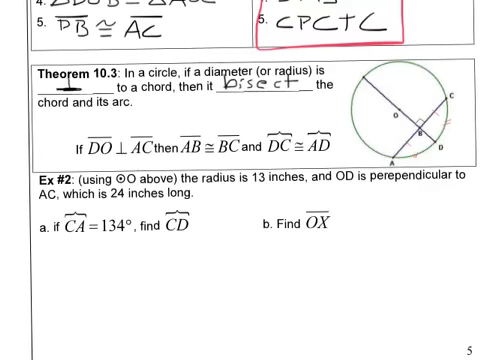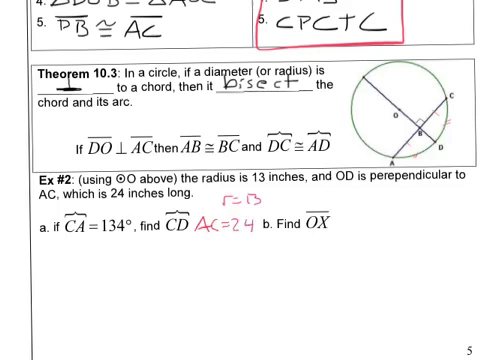So that gives us quite a bit of information. Now, what if, in this example here, they give us some stuff. So what if the radius is 13 inches? So let's just write that. R equals 13. And OD is perpendicular to AC, which we marked. OD, perpendicular to AC. And AC, which is 24 inches long. So we could say that AC equals 24.